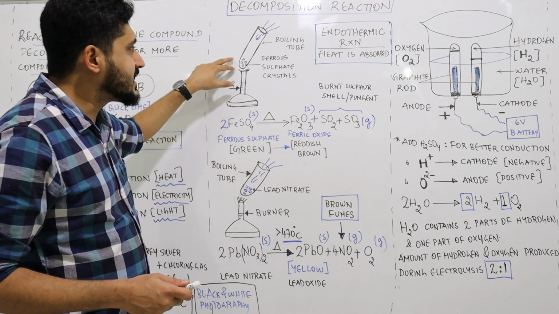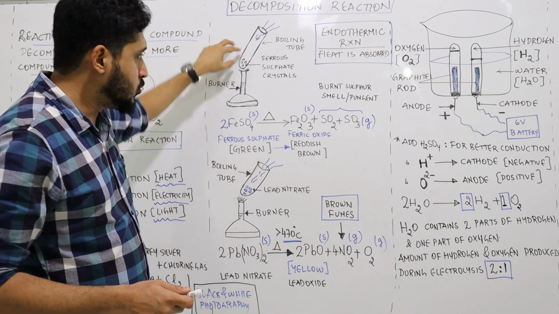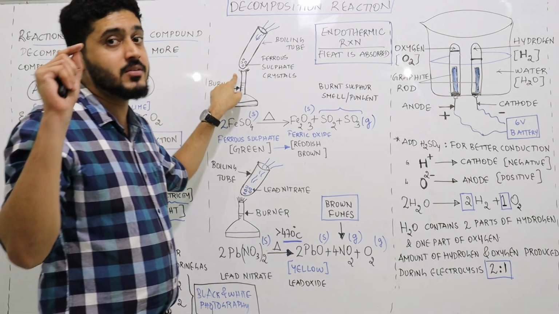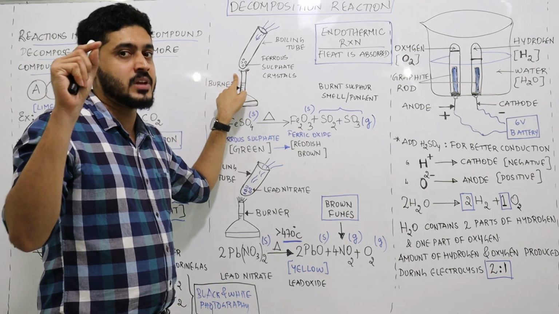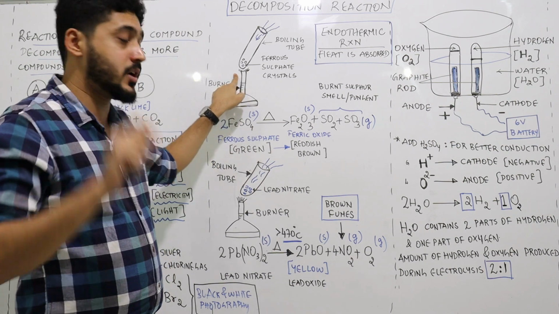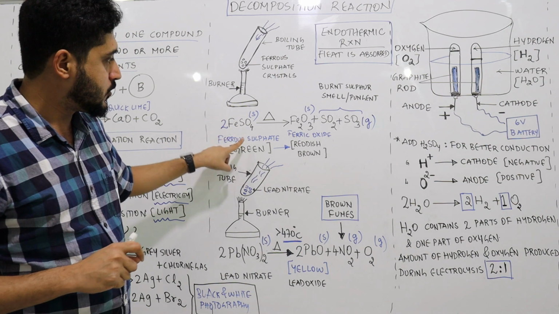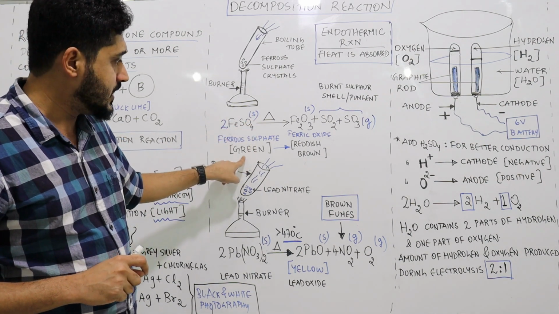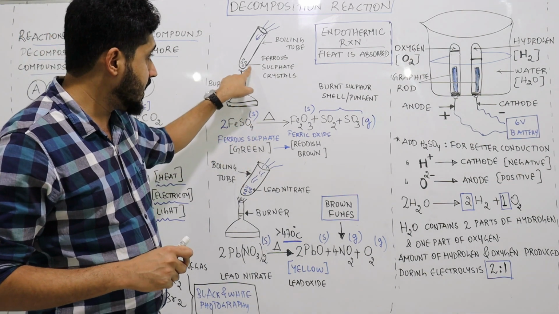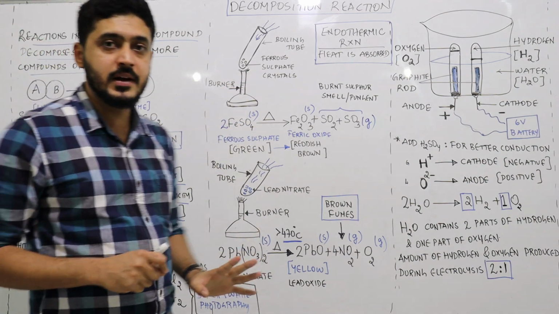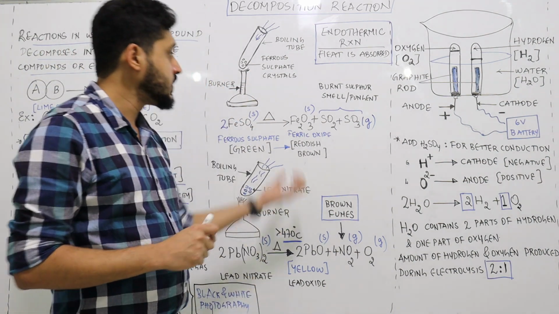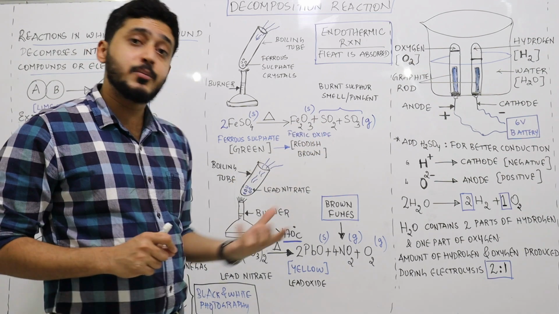Now, when you take those crystals in a dry boiling tube and start to heat them, you are giving energy in the form of heat. Now you are taking how many products? A single product. Which is that product? Ferrous sulfate, FeSO4, which is a solid green crystal. You take it in a boiling tube and start to heat it. When you heat this, how many products should you get?